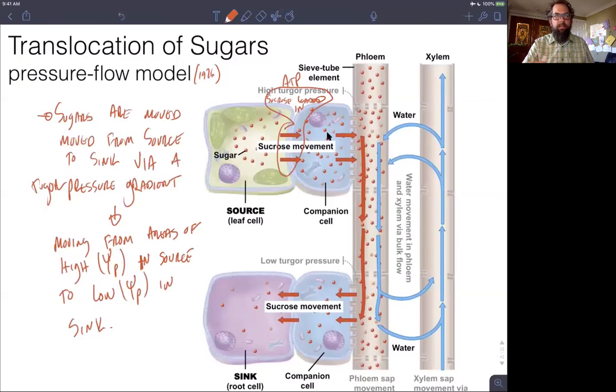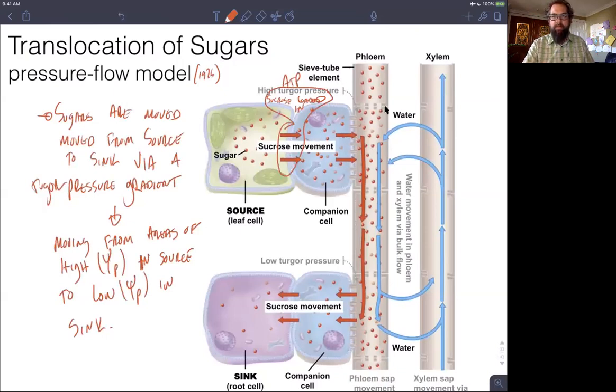So just as a heads up, I'm going to continue with the overview here. We've loaded the sugars in with ATP, and there's a high sucrose concentration in these companion cells. These are connected by plasmodesmata into the phloem sieve elements. And so the concentration of sugars in the companion cell and the adjacent sieve tubes are going to even out. So these basically have the same concentration.